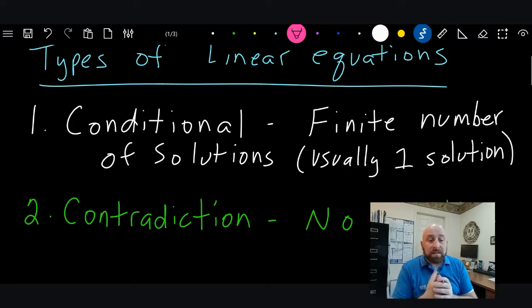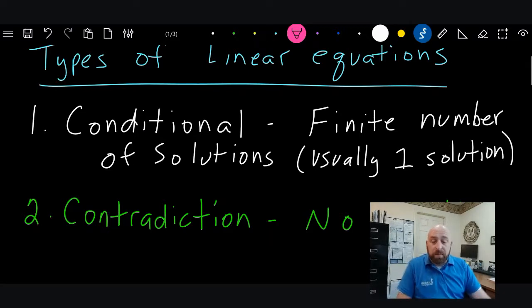Conditional. What does that mean? Here's what a conditional equation means. It has a finite number of solutions. Finite means it can be numbered. It's not infinite. So usually one. Typically, a lot of these just have one answer. Sometimes they'll have 2, 3, 4 answers, and we'll show you a little bit later how that works. But here in linear equations, typically they have one solution.